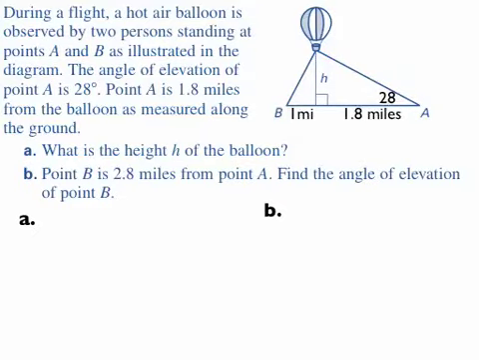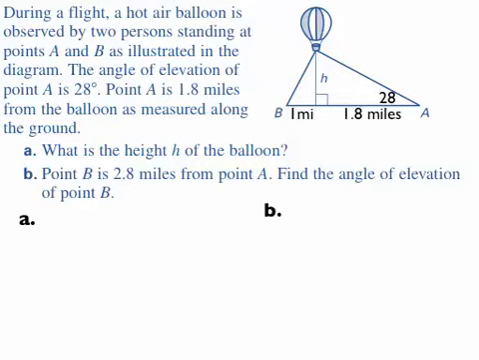Let's try a little word problem for ourselves. It says during a flight, a hot air balloon is observed by 2 persons standing at points A and B, as illustrated in the diagram. The angle of elevation of point A is 28 degrees. Point A is 1.8 miles from the balloon as measured along the ground.